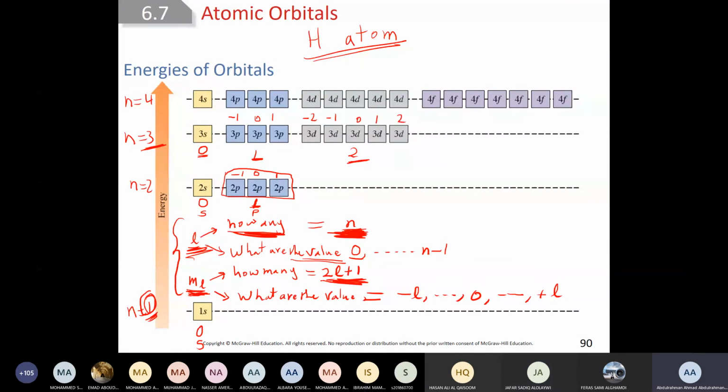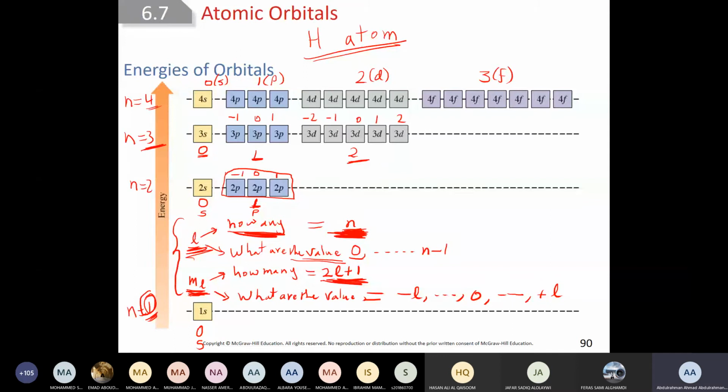Okay, when n equal to 4, how many L? 4. What are the values? 0, 1, 2, and 3. Can we give another name? Instead of 0, what should we say? S. And the 1? P. And the 2? D. And the 3? F. Very good.